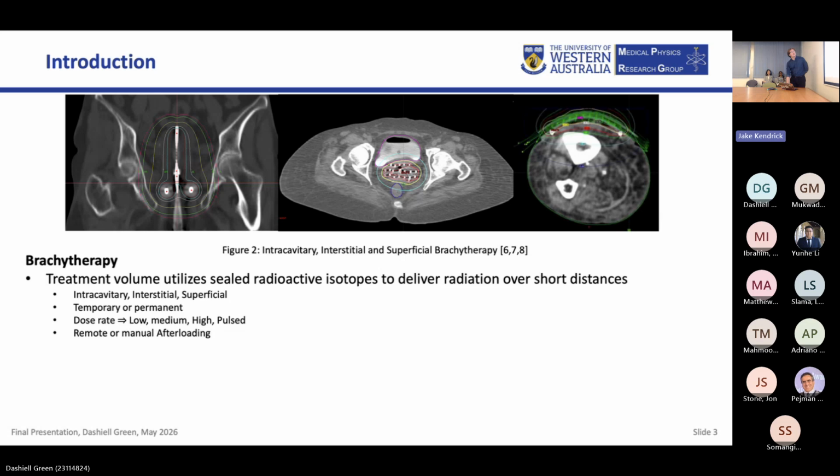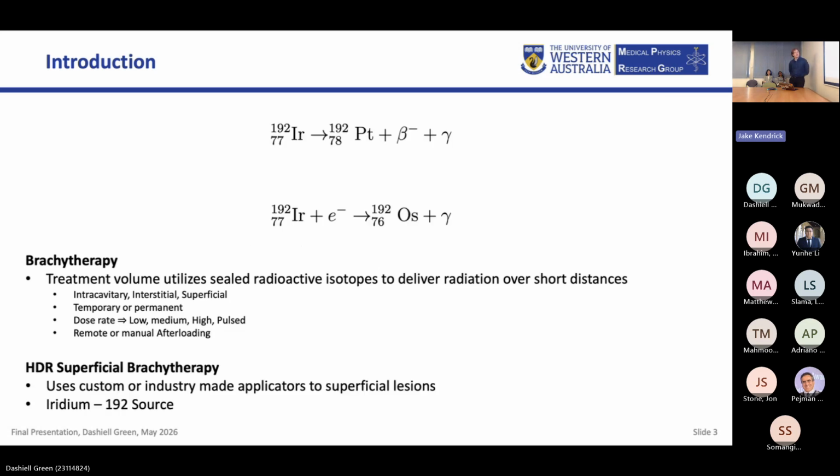So just a bit of background into brachytherapy. It's a treatment type that utilizes sealed radioisotopes to deliver radiation across short distances. As shown by the picture, this can be intracavitary, interstitial, or superficial. And then these can be either temporary or permanent, low, medium, high pulsed dose rates, remote and manual afterloading. And so specifically, high dose rate superficial brachytherapy uses custom or industry-made applicators for skin cancers.